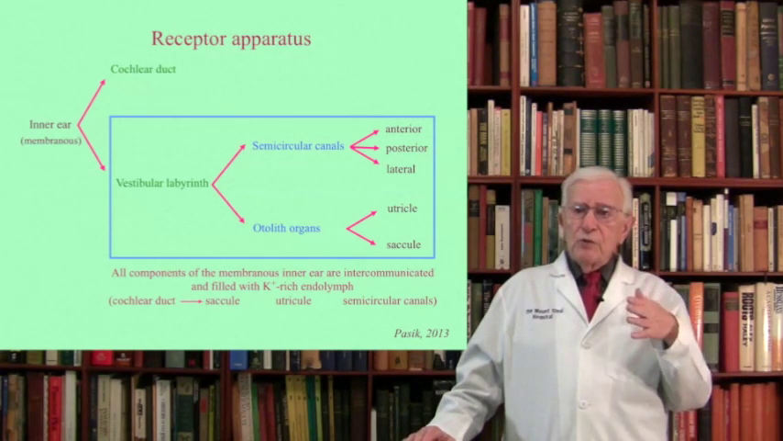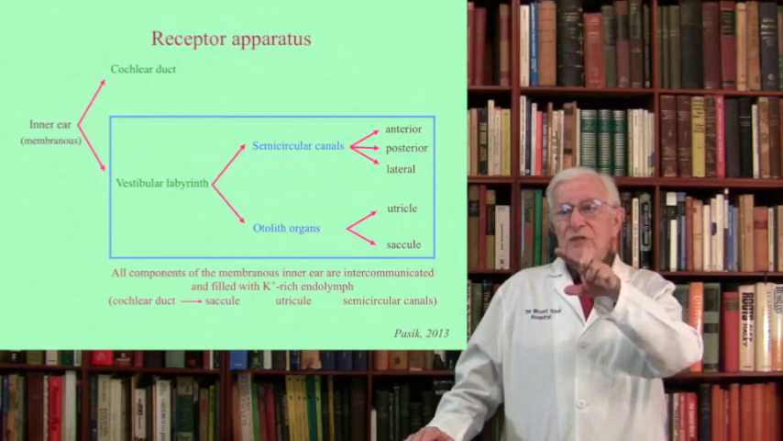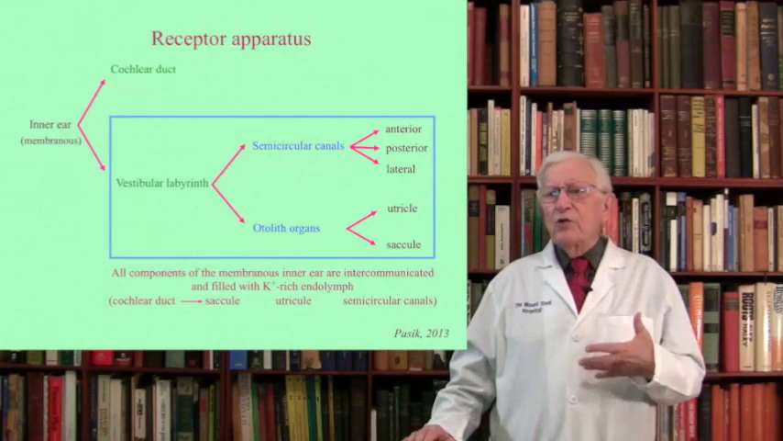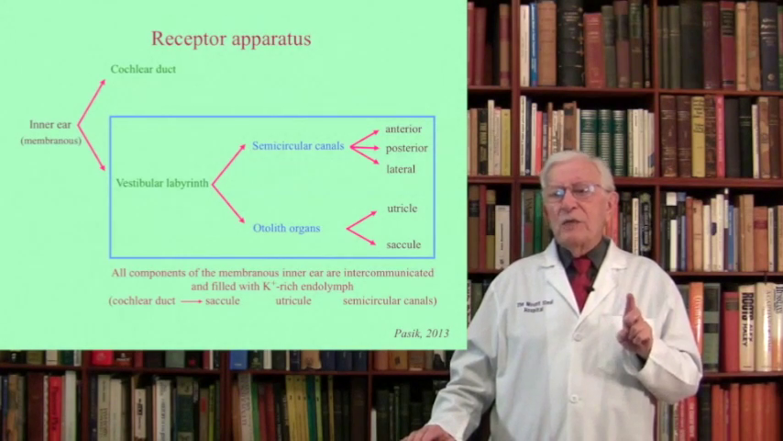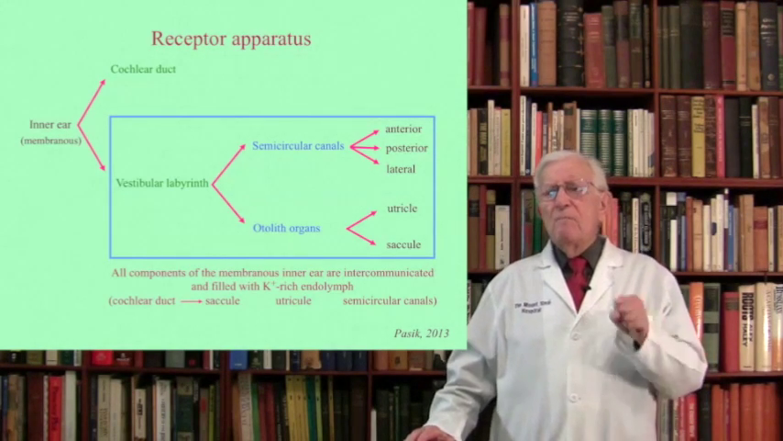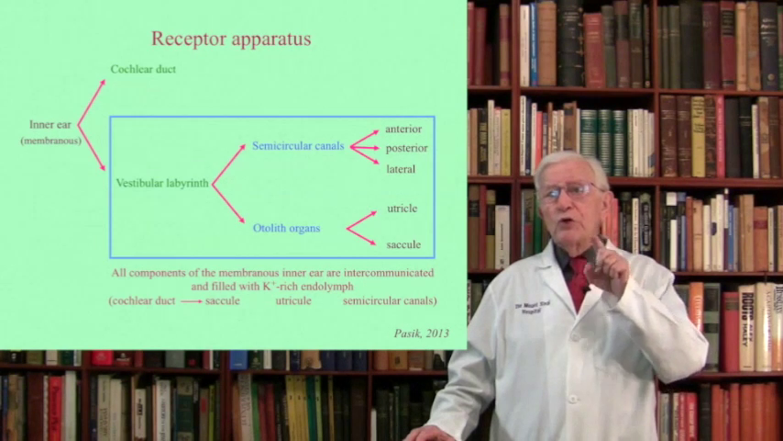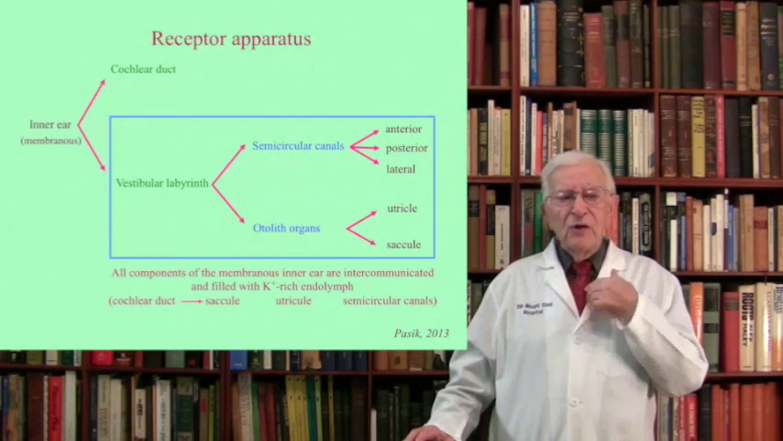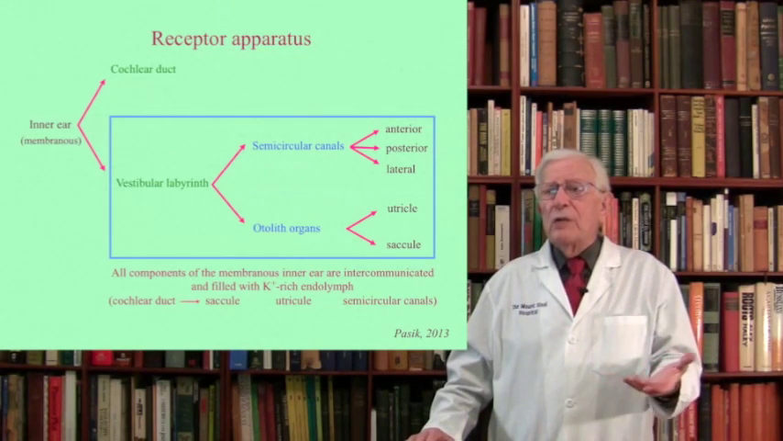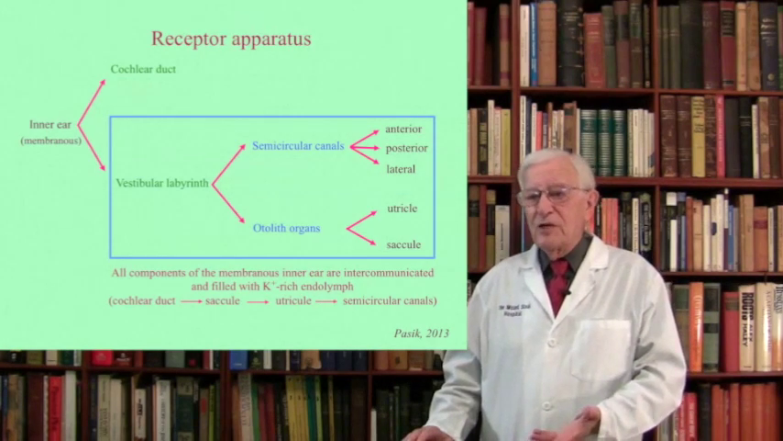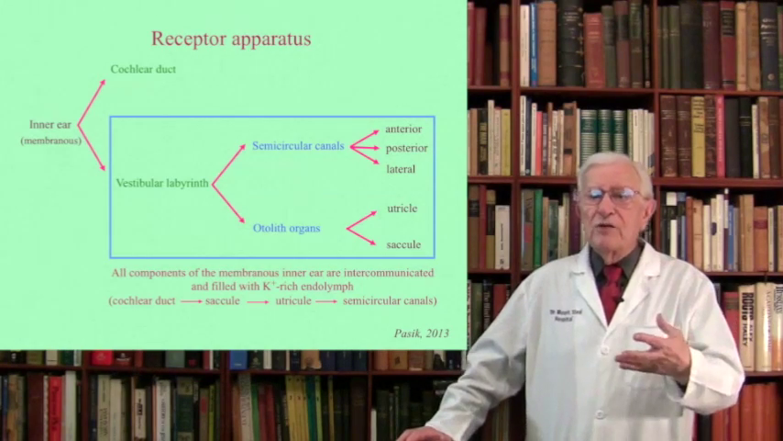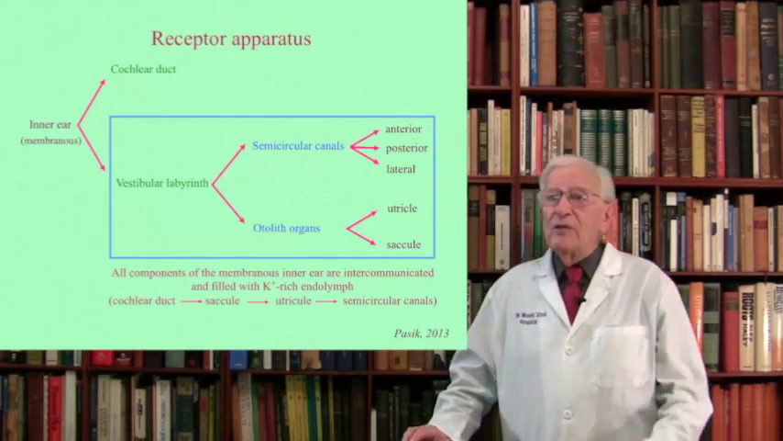It's also important to note that all these components of the membranous inner ear are intercommunicated, so much so that the endolymph and its properties, particularly the high potassium, is pumped by a portion of the cochlear duct called the stria vascularis into the cochlear duct. But the cochlear duct connects to the saccule, the saccule to the utricle, and the utricle to the semicircular canals, which means that endolymph generated with its properties in the cochlear duct fills the entire labyrinth, including the vestibular.